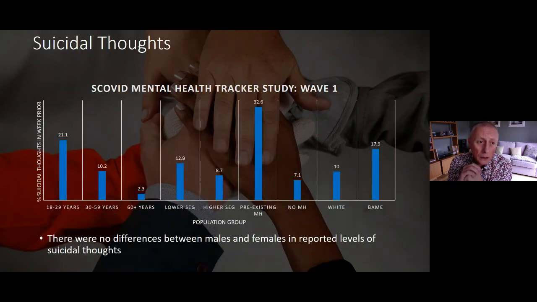And this slide also shows a similar pattern of findings in terms of evidence for increased suicidal thoughts, where we saw evidence for individuals who were younger, living in lower socioeconomic groups, those with pre-existing mental health problems, and those from minority, Black and ethnic communities being at higher risk of having mental health impacts.